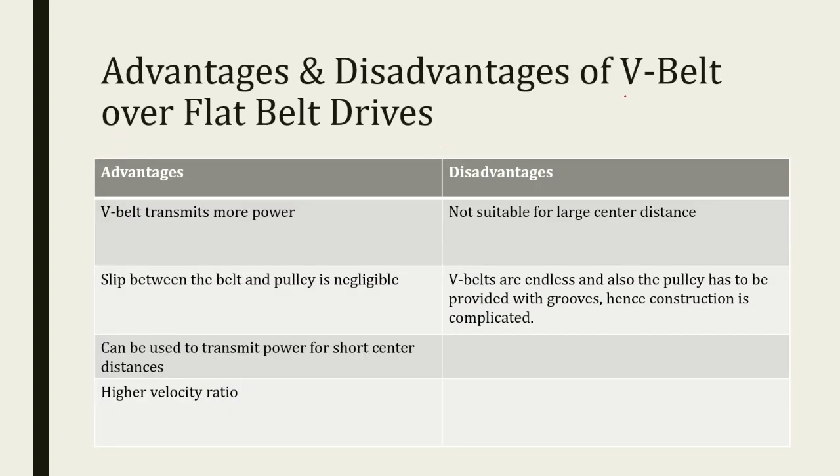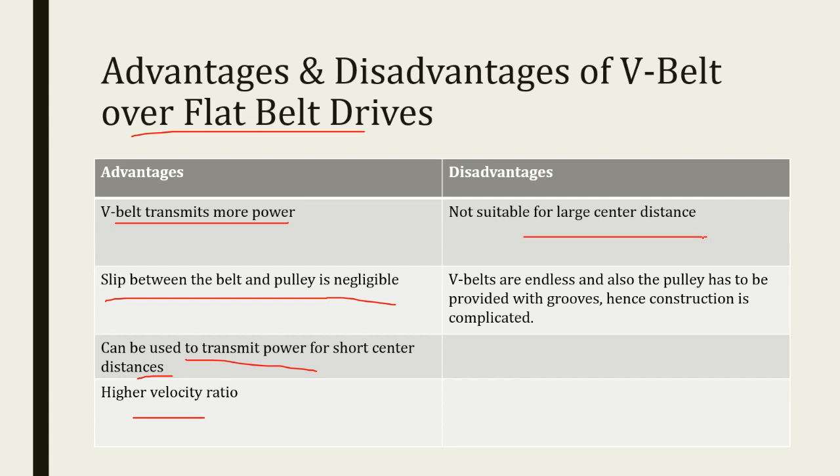Advantages and disadvantages of V-belt over flat belt drives. V-belt transmits more power because there are no chances of slippage. Slip between the belt and pulley is negligible as compared to the flat belt drive. It can be used to transmit power for short center distances, and it has higher velocity ratio compared to flat belt drives. The disadvantages: it is not suitable for larger distances because it can only accommodate less than 2 meters.